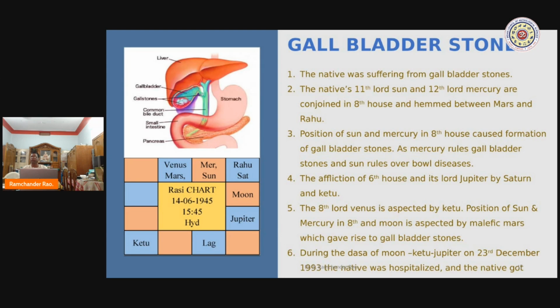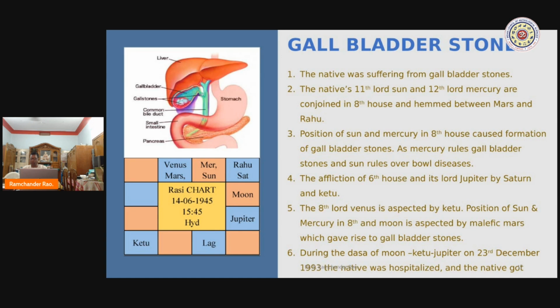The native's 11th lord Sun and 12th lord Mercury are conjoined in the 8th house and hemmed between Mars and Rahu. Mercury and Sun are in the 8th house, and the hemming is by Mars, Saturn and Rahu. So the 8th house is afflicted. The position of Sun and Mercury in the 8th house causes the formation of gallbladder stones, as Mercury rules the gallbladder and Sun rules bowel disease.